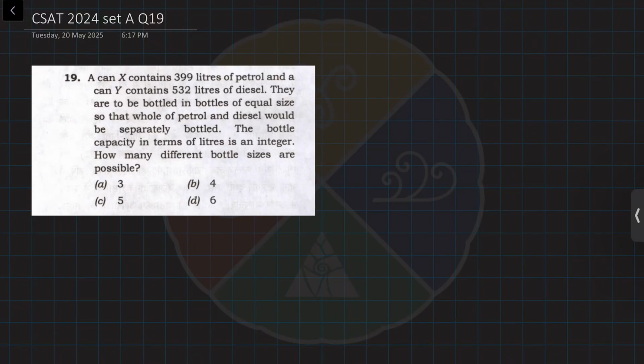This is again a question from the year 2024. If you have seen the previous question, question number 18, this is actually a very easy problem compared to that. And the concepts are almost overlapping.